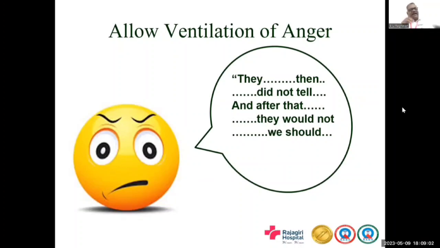Now, that does not mean the anger has gone away. From high flame, it has come down to simmering flame. So the anger is still there. It can become more, but right now, from a dangerous situation, it has now come to a manageable situation.